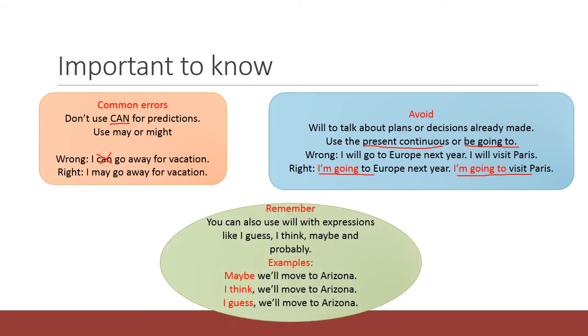Remember, you can also use will with expressions like I guess, I think, maybe, and probably. Let's check some examples. Maybe we'll move to Arizona. I think we'll move to Arizona. I guess we'll move to Arizona. So in this case, we have the same example with three different words or expressions: maybe, I think, and I guess.